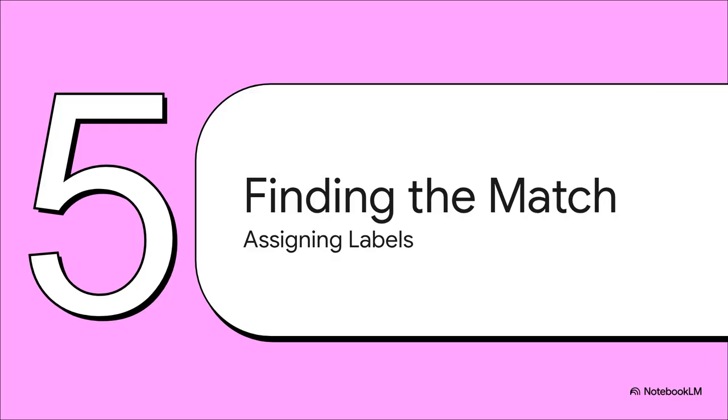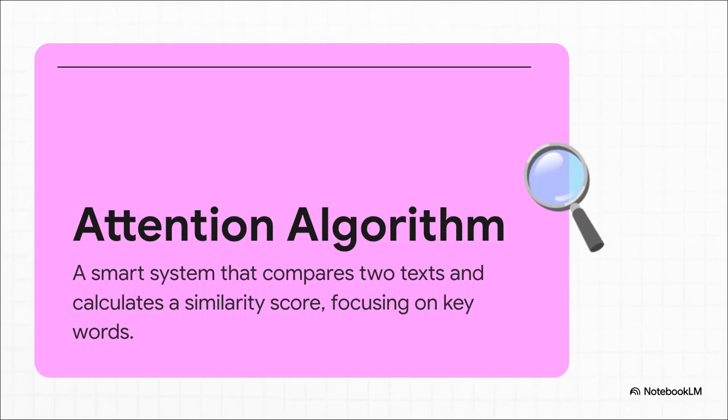All right, we've got our sorted groups, and each group has this text description of what its images look like. Now for the final step. It's time to play matchmaker and give each cluster its official name. For this, we use something called an attention algorithm. Just think of it like a super intelligent search engine. It takes the text that the AI generated for a cluster and compares it to the human-provided keywords. Then, it calculates a similarity score to find the absolute best match. It pays attention to the most important words.